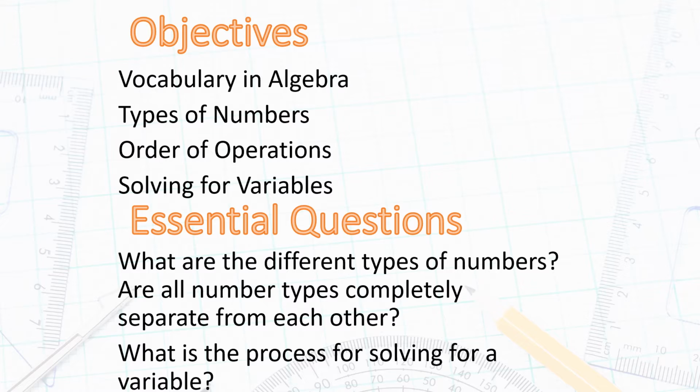So a couple things we want to try and cover today. Our essential questions: what are the different types of numbers? Are all number types completely separate, or do they overlap in some way? And then what is the process of solving for a variable?